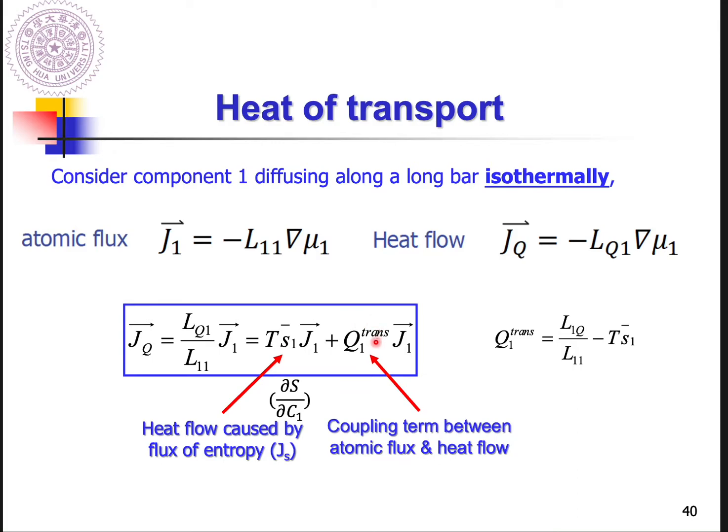So heat of transport is a coupling term between the heat flux and atomic flux, and also, as you know, this term definitely is related to an intrinsic material property, because for different materials, the heat flux induced by atomic flux is definitely different, right?